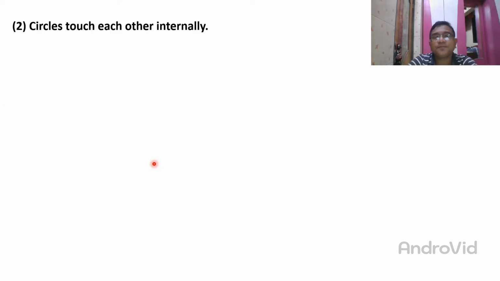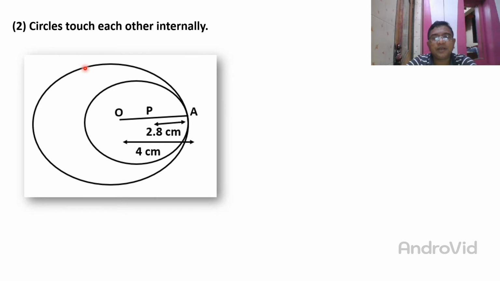Then the circles touching internally. This is the bigger circle, 4 centimeter, and this is the smaller circle, 2.8 centimeter. The circle with center O and the circle with center P touch each other internally at point A, not externally. So the diagram is this way, and when they touch internally, you subtract the radii, 4 minus 2.8. This diagram is internal. Any doubts? The diagram is this way.